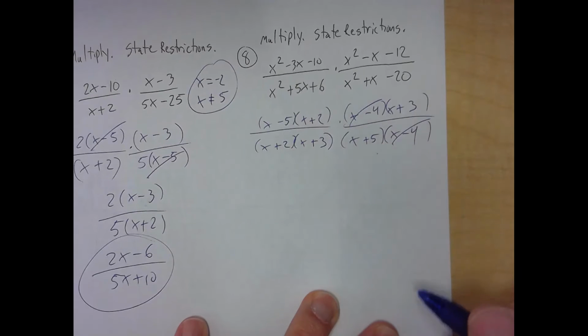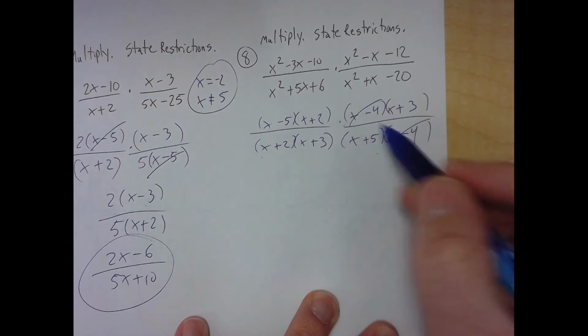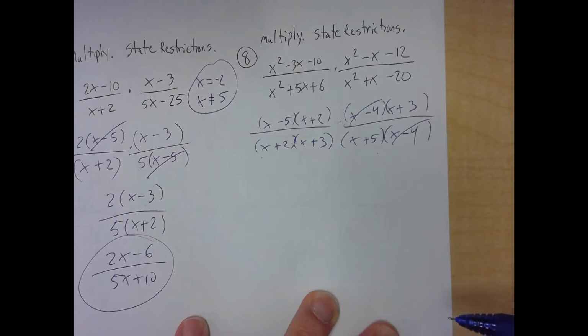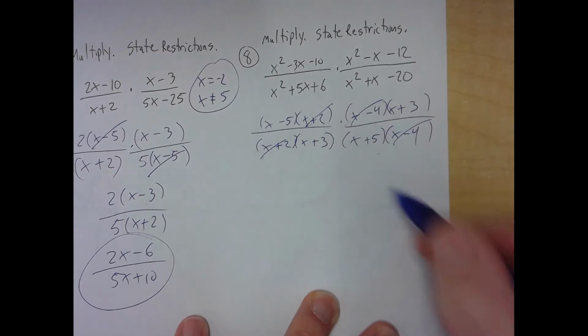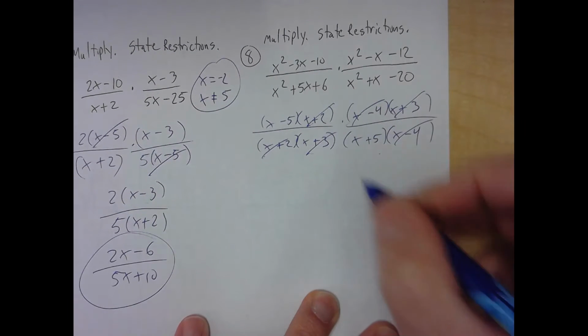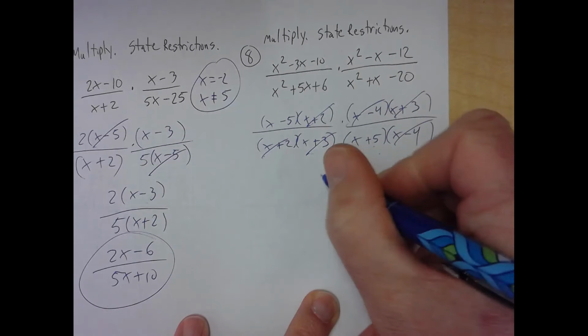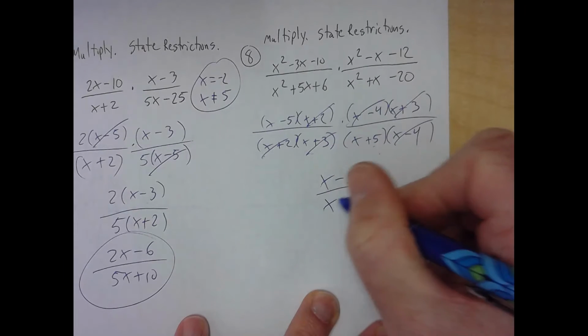These go away. It can be diagonally from each other or directly above and below each other. So these go away, these go away. And so we're left with this. That doesn't cancel out. x minus 5 over x plus 5.